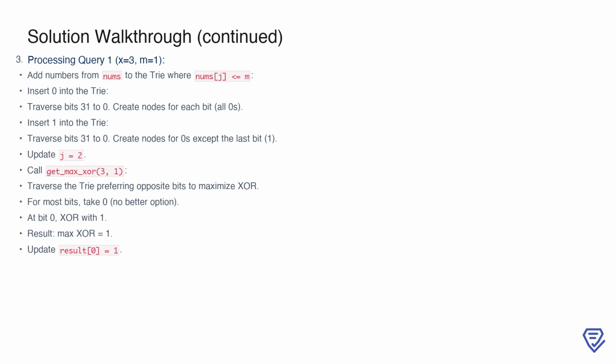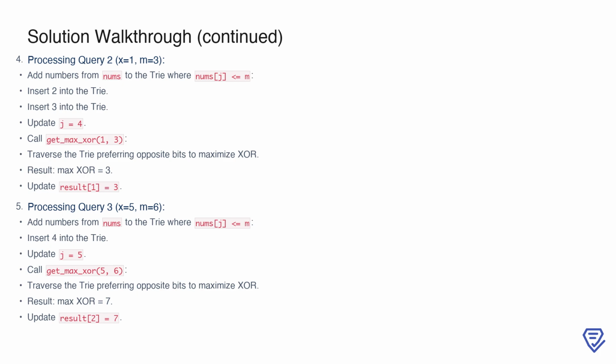Now we calculate the maximum XOR for x equals 3 using the function get_max_XOR(3, 1). While traversing the tree, we try to pick the opposite bit at each level to maximize the XOR. For most bits, we select 0 as no better option is available. At the last bit, we XOR with 1, resulting in a maximum XOR of 1. We store this result in result[0], updating the array to [1, -1, -1].